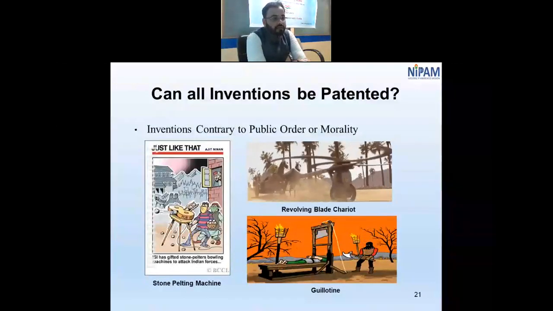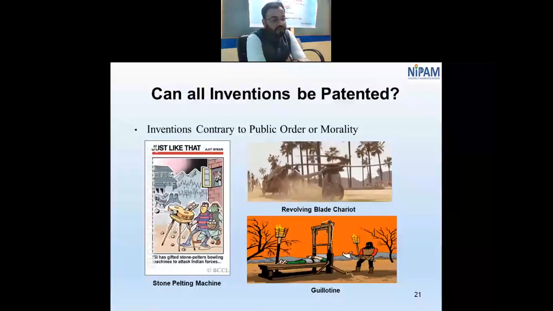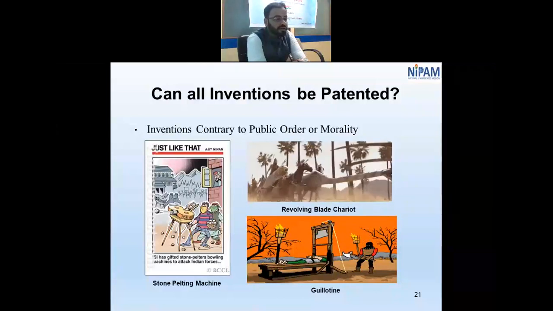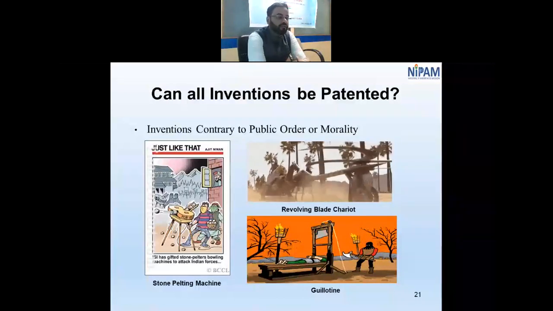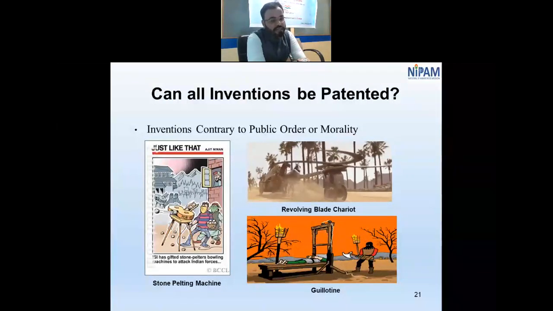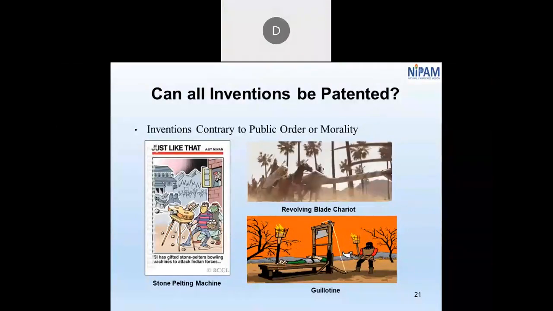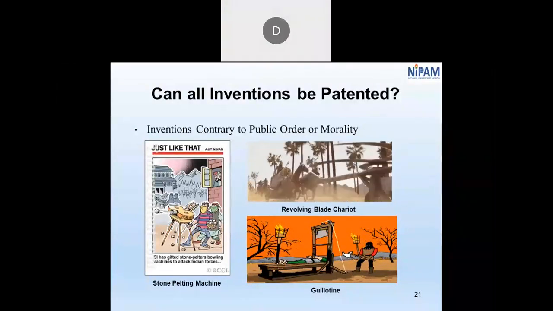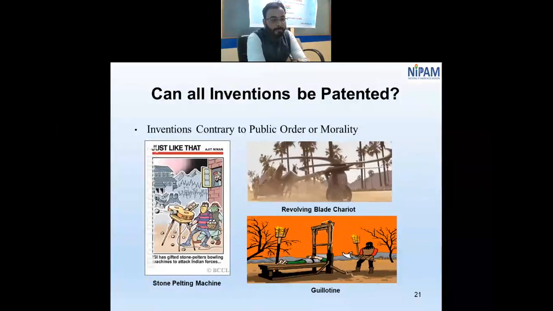Can everything be patented? Well, of course not. There are certain limitations on your invention and your intellectual capability. There is a certain section in the Indian Patent Act, which is Section 3, which provides a list of inventions which cannot be patented. So an invention which is contrary to public order or morality. So if someone comes up with a stone pelting machine, obviously it cannot be patented.